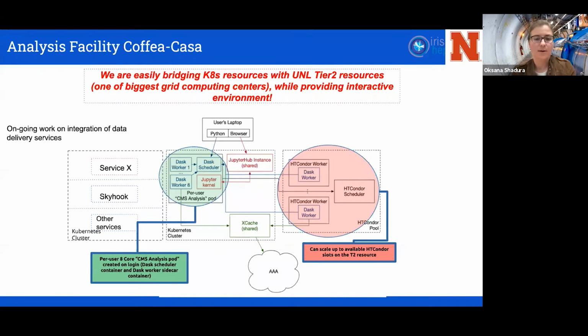The other part to mention is that we integrated data access inside the Kubernetes cluster, and we're working on the integration of the data delivery service. So basically all this infrastructure will be connected together.